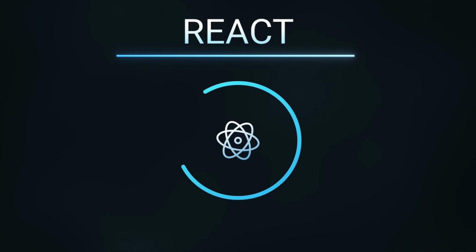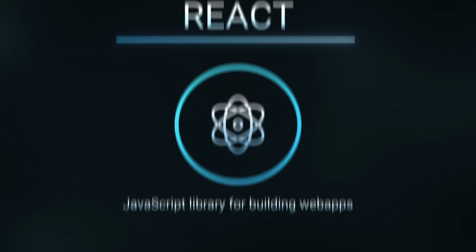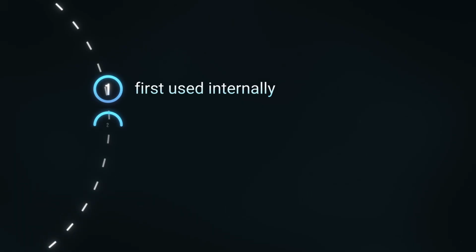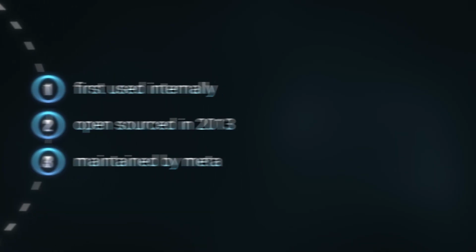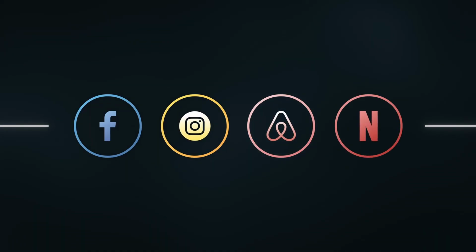React is a free, open-source JavaScript library for building fast, interactive user interfaces using reusable components. It was created by Jordan Walke, a software engineer at Facebook. First used internally on Facebook's newsfeed, it was open-sourced in 2013. It's maintained by Meta and has a huge community of developers. React powers the front end of massive apps like Facebook, Instagram, Netflix, Airbnb, and millions of others.